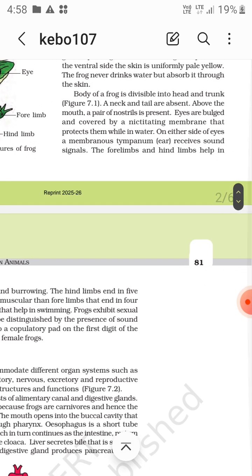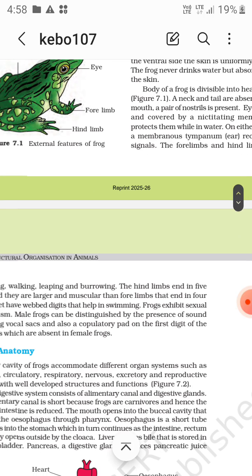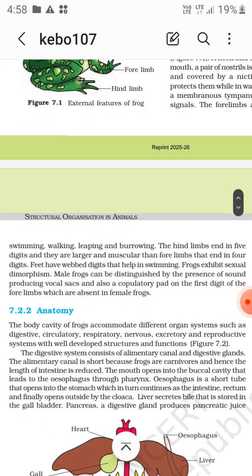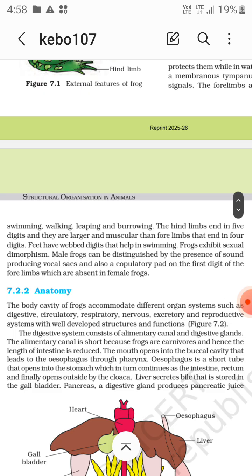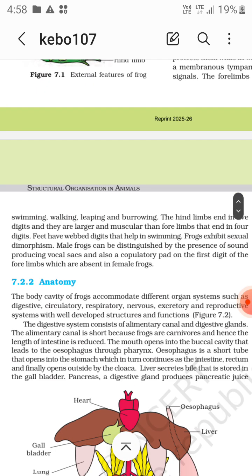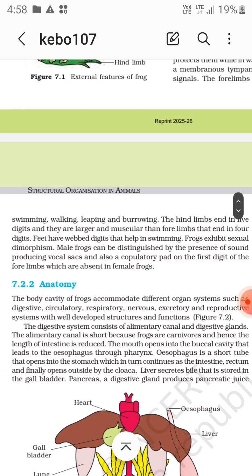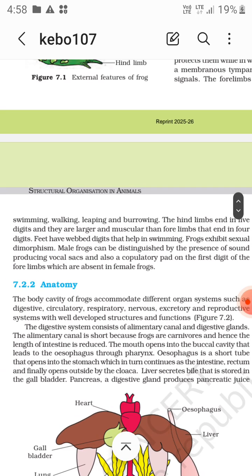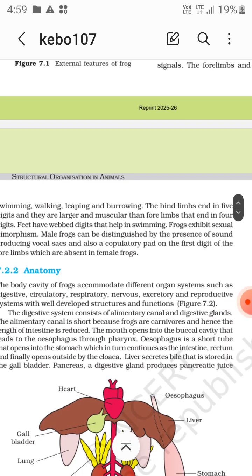Now, it is important. Forelimbs and hind limbs help in swimming, walking, leaping, and burrowing. The hind limbs, that is back limbs, end in 5 digits and they are larger and more muscular than forelimbs that end in 4 digits. 4 means 4. Now the feet have webbed digits that help in swimming, right?